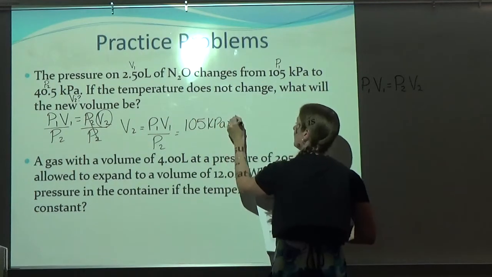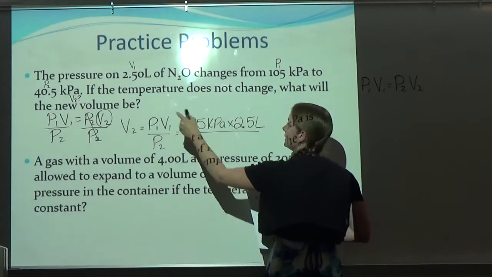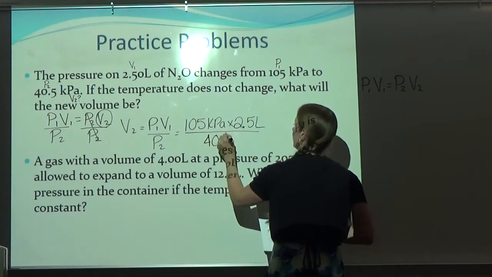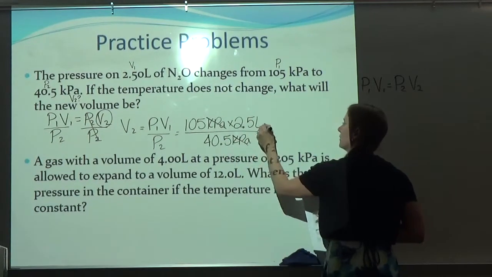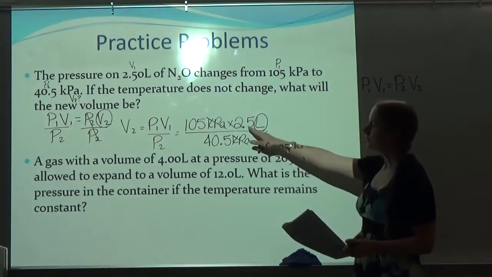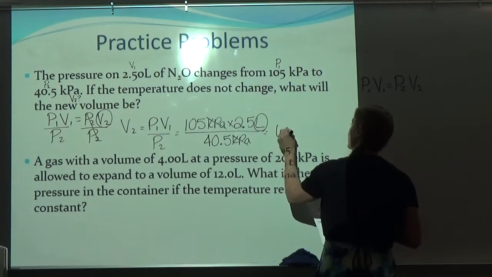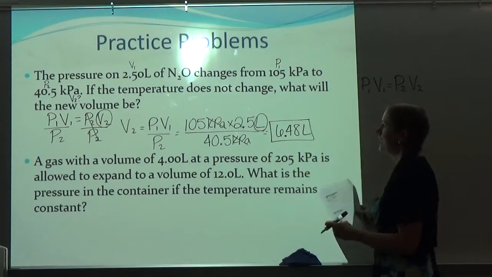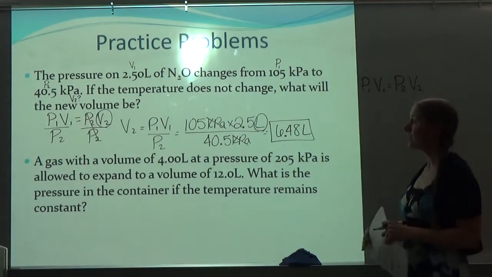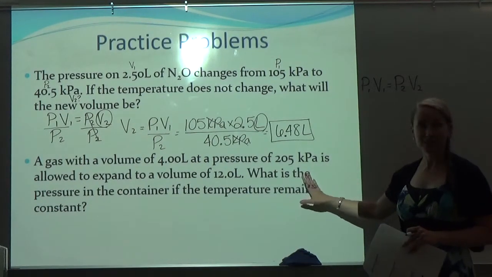V1 is 2.5 liters. And P2 is 450 kPa. So if you look, my kPa cancel. I'm left with liters, so I multiply my top two numbers and divide by the bottom. And so for this, I get 6.48 liters. Just like that. So hopefully if you tried that one on your own, you got it right. If you didn't though, pause it and try this one. And now we'll look at it together.